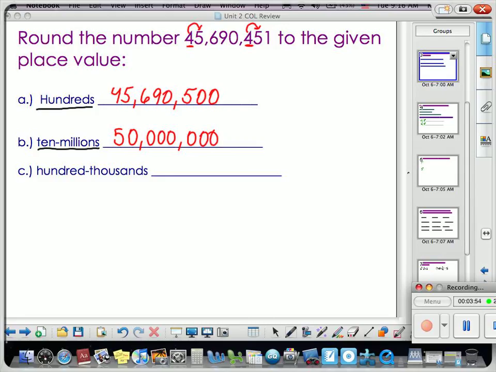The last one I'm asked is the hundred thousands. So I locate my hundred thousands, and that is my 6. I look to the right of the 6. It is bigger than 5. So everything to the left of it stays the same. My 6 moves up to 7, and everything after changes to 0. And that is our rounding.